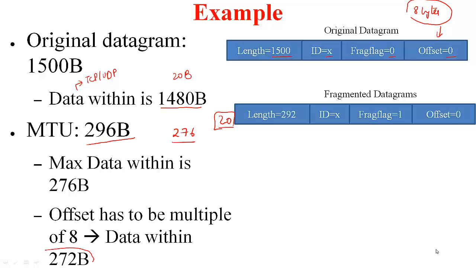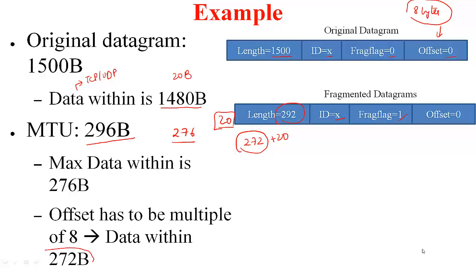So here is the first fragment. I have put the offset equal to 0, which indicates that this is the beginning of the particular datagram. Notice that I have set the flag equal to 1 because there are more fragments to follow. This has the same identifier as the original datagram, and the length of this is 292 because the data that you carry is 272, not 276, because as I said, it has to be a multiple of 8, plus 20 bytes of IP header. So for the second fragment, what do you think the offset will be?